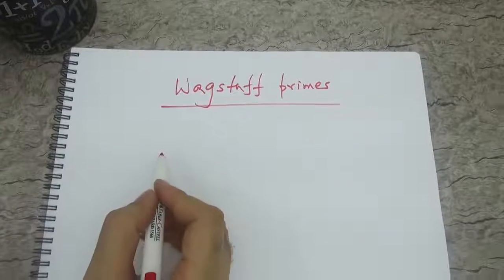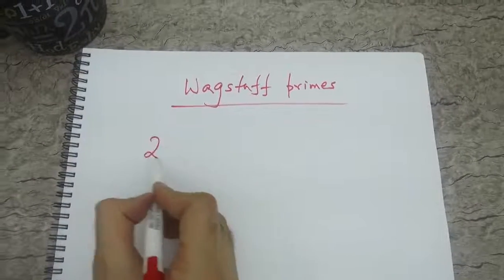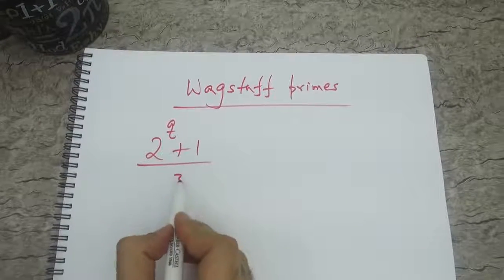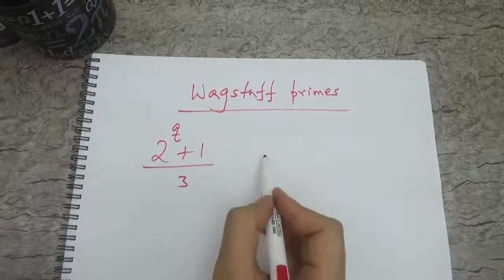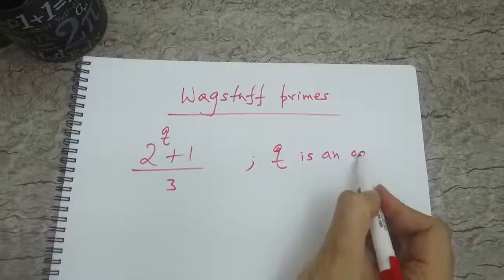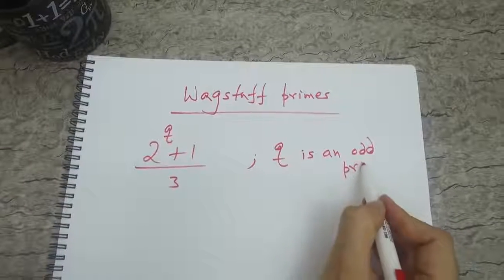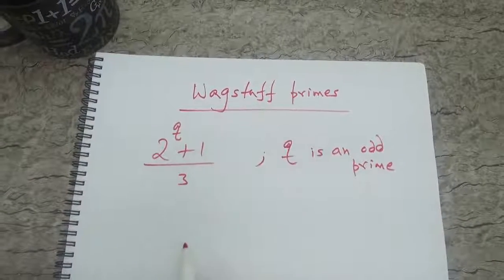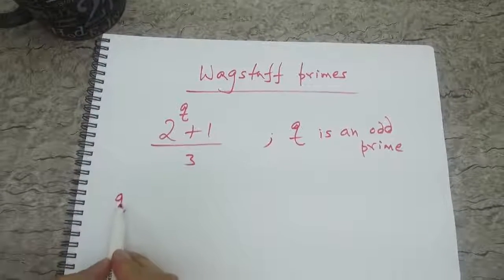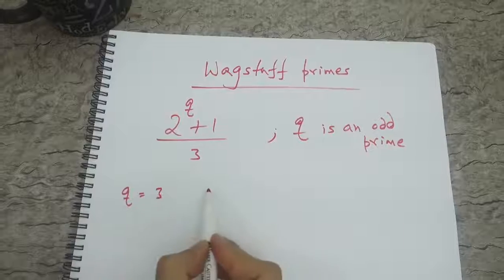Now these primes, as we said, have the following structure, where 2 to the q plus 1, divided by 3, is a prime, where q is an odd prime. Okay, so that's the definition of Wagstaff primes. So q is actually an odd prime. So let's consider q is equal to 3.